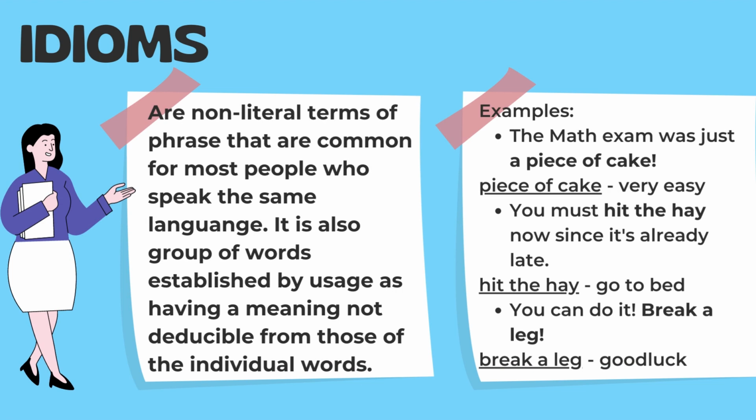So let us proceed to idioms. So idioms are non-literal terms of phrase that are common for most people who speak the same language. It is also a group of words established by usage as having a meaning not deducible from those of the individual words. So we have examples. The math exam was just a piece of cake. So the idiom here is a piece of cake. So if you say a piece of cake, it means very easy.